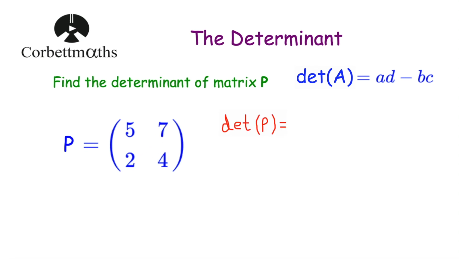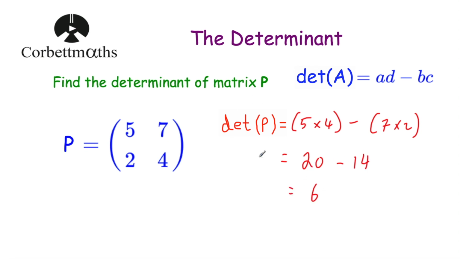The determinant, det P, is equal to a times d, so it's going to be 5 times 4, subtract whatever we get when we multiply b and c together, so it's going to be 7 multiplied by 2. 5 times 4 is equal to 20, so that's 20, and then subtract, and 7 times 2 is equal to 14, so subtract 14, and 20 take away 14 is equal to 6. So the determinant of this matrix P would be 6, and that's it.